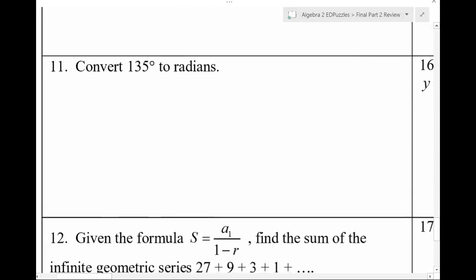Okay, convert this to radians. In order to convert this to radians, I multiply it times pi over 180. And then if I want to go the other way, convert back to degrees, remember I multiply it times basically the same thing, the reciprocal of that, 180 over pi.